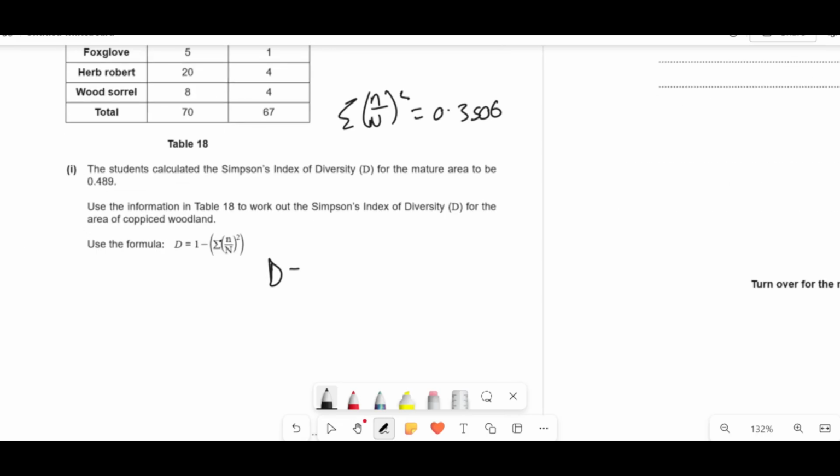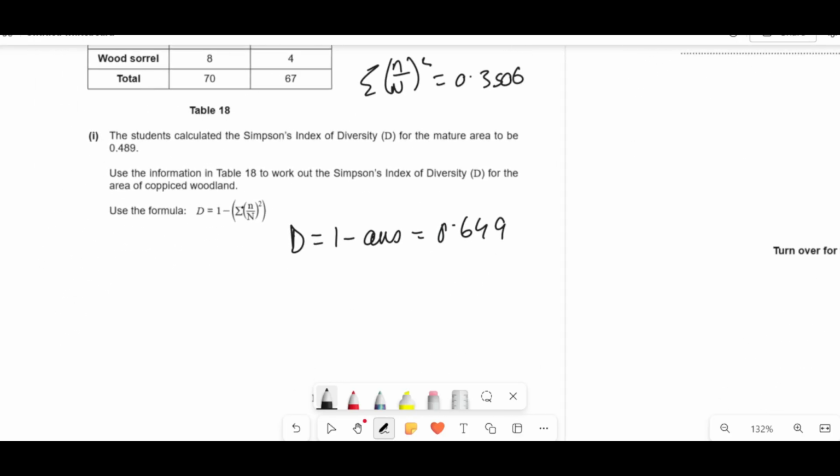So then D is going to be 1 minus the answer that you just worked out, which we got was 0.3506. If I do that, we end up getting 0.649. We need to give it to the same number of significant figures as in the question, which is 2, so that's going to be 0.65. There you go, woohoo!